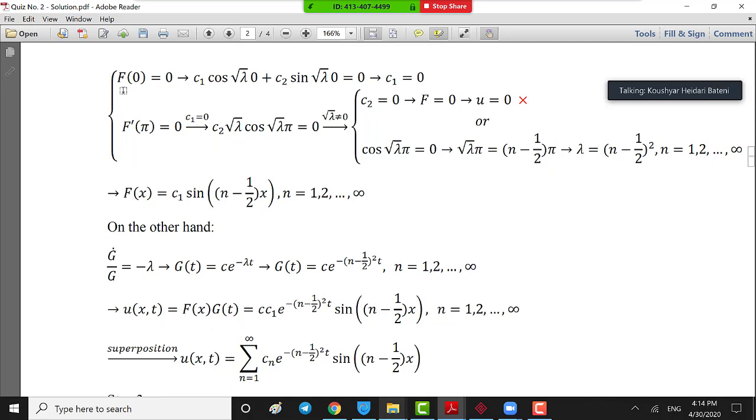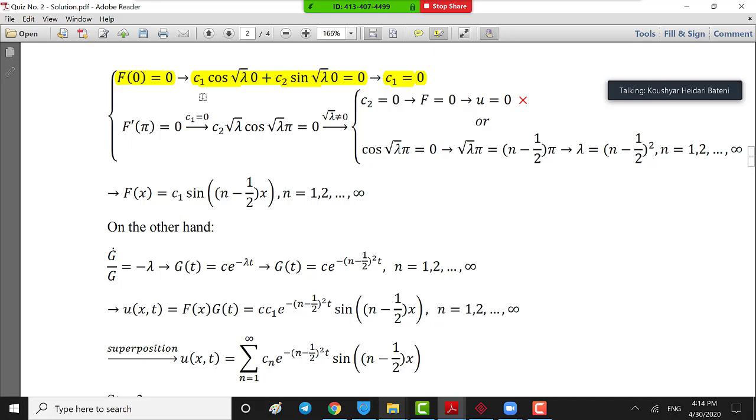Quiet. Now, f at 0 is equal to 0. We replace 0 in the previous equation, and we're going to get c1 cosine of square root of lambda times 0 plus c2 sine of square root of lambda times 0 equal to 0. That means c1 has to be equal to 0. Why? Because cosine of 0 is equal to 1, sine of 0 is equal to 0. Now, we use the second condition on f.